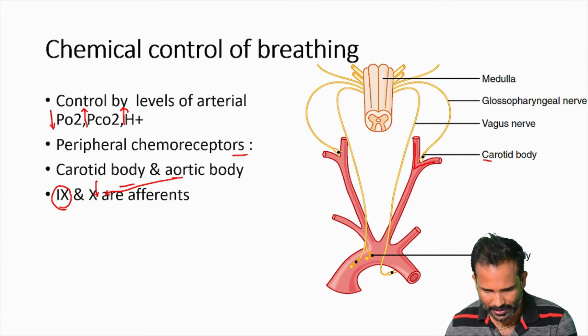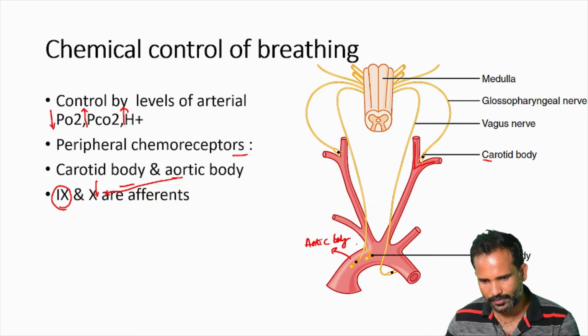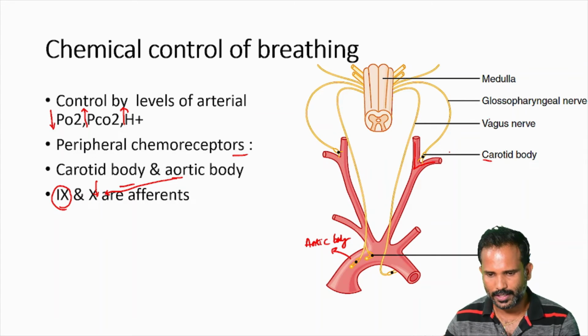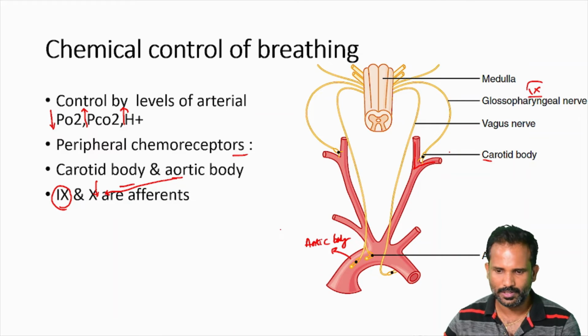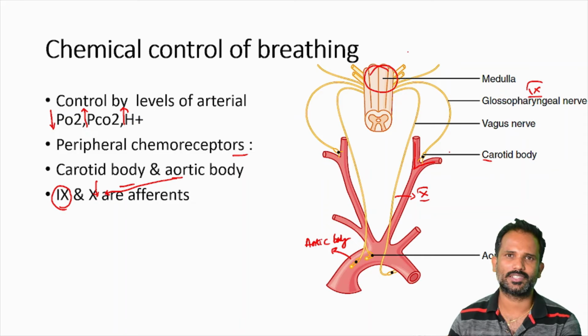If you see the aortic body, which is located in arch of aorta and ascending aorta, and carotid body is carried by glossopharyngeal nerve, which is 9th cranial nerve, and aortic body is carried by vagus nerve, which is 10th cranial nerve, and they give that information to the respiratory centers in medulla.